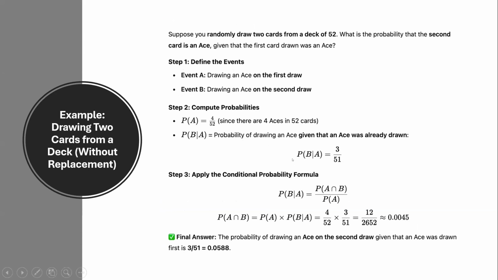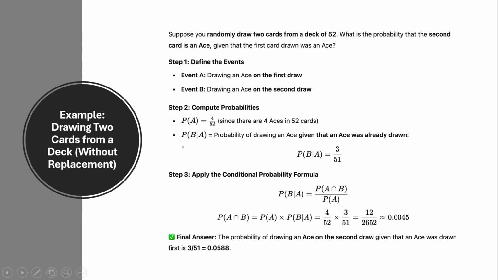Okay. And the second event, event B, is drawing an ace on the second draw. Now, we have not mentioned that the ace on the second draw comes when an ace has already been retrieved in the first draw, but it's information that they are giving you. That's why it's a conditional probability. Here we are not saying that these two events are happening together.